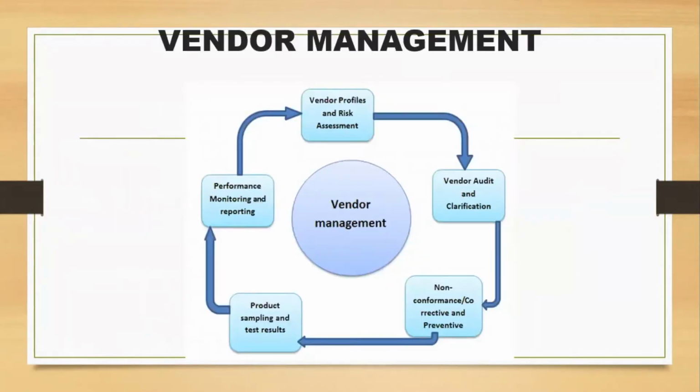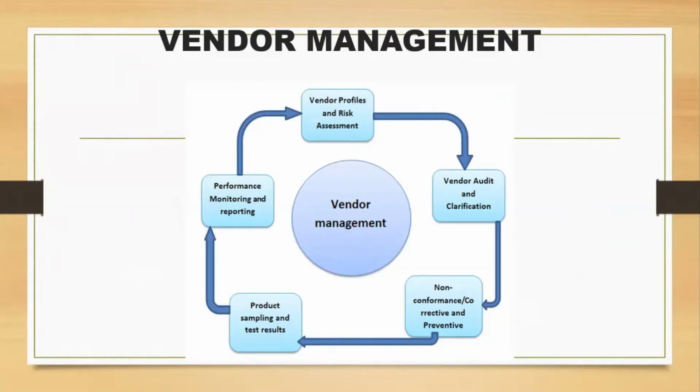The vendor management system needs to take care of several functions. For example, before selecting the vendor, a firm or an organization goes through some SOPs or standard operating procedures. What are those SOPs? For example, to check the vendor profiles and to make a risk assessment would be one of its standard procedures or protocols.